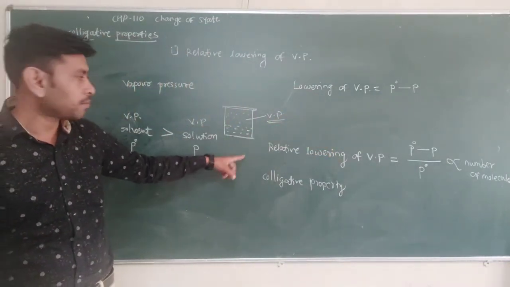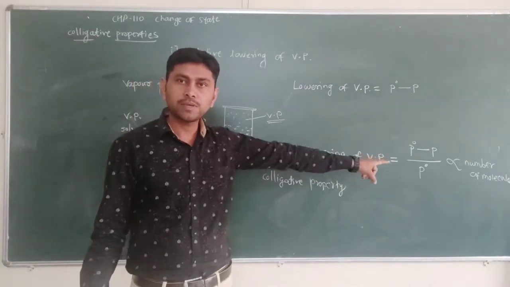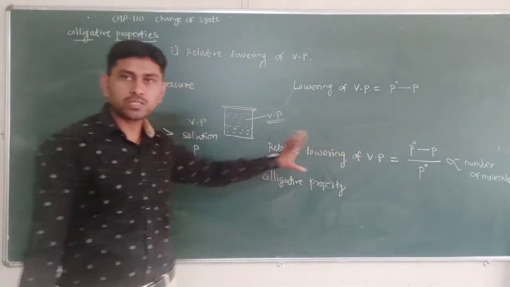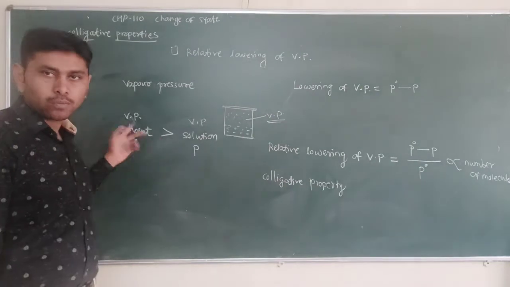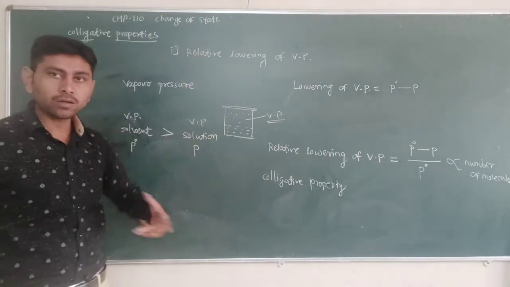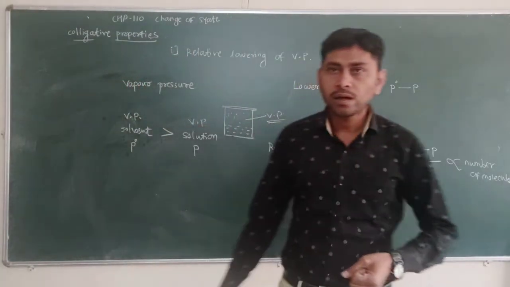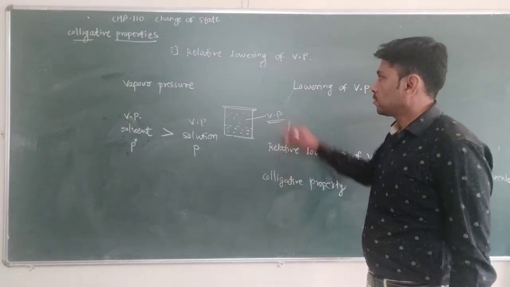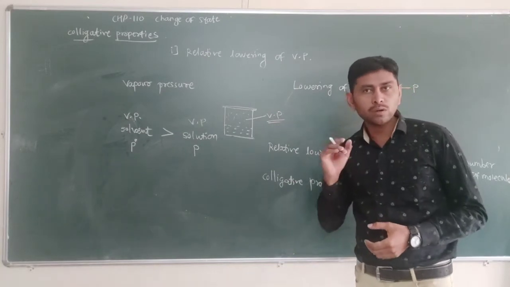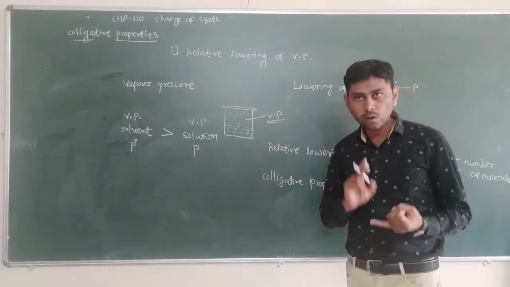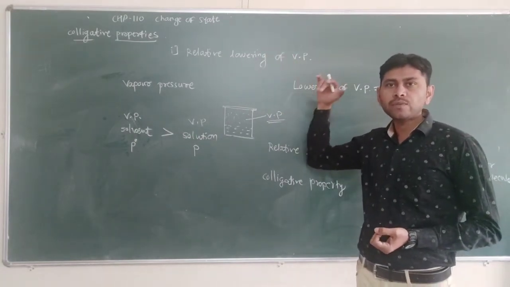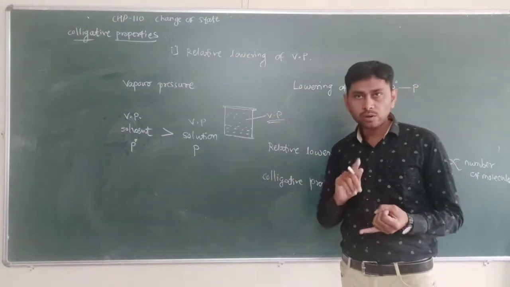Relative lowering of vapor pressure can be defined in this way: P0 minus P, that is the lowering of vapor pressure, divided by P0, the vapor pressure of pure solvent. So this is about relative lowering of vapor pressure. In the last few lectures we saw two laws, Raoult's law and Henry's law, which depend on this relative lowering of vapor pressure, one of the colligative properties.